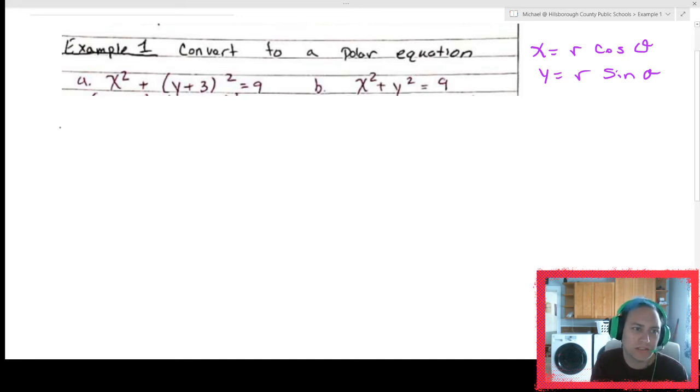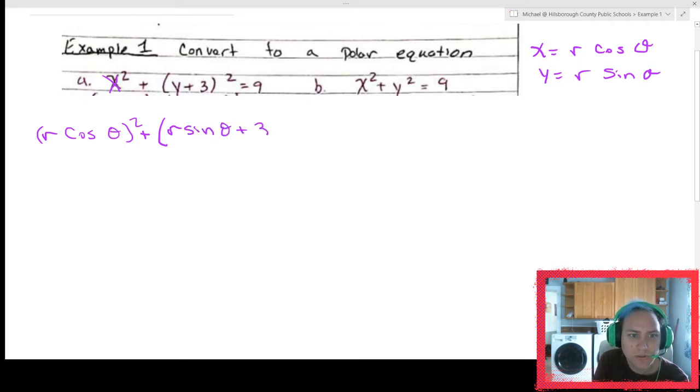And so over here, let's go ahead and try that. Where that x is, I'm going to put parentheses, r cosine of theta, squared. So the x right here became this r cosine of theta, and then I keep the squared. Plus, parentheses, I've got y plus 3, so I'm going to replace the y with r sine of theta plus 3, squared, equals 9. And now it's a matter of working through that and solving that.